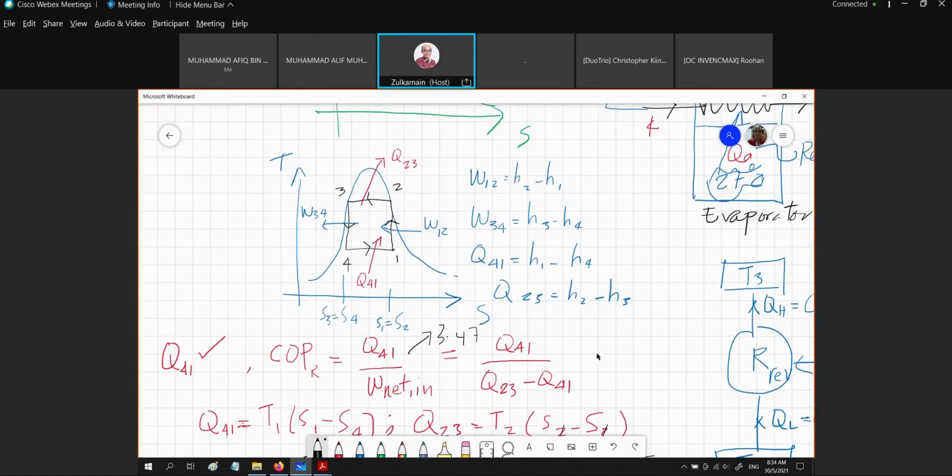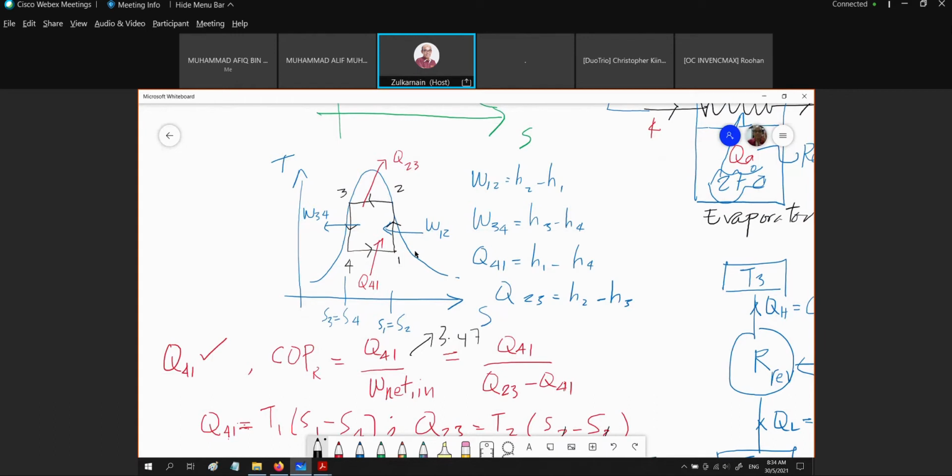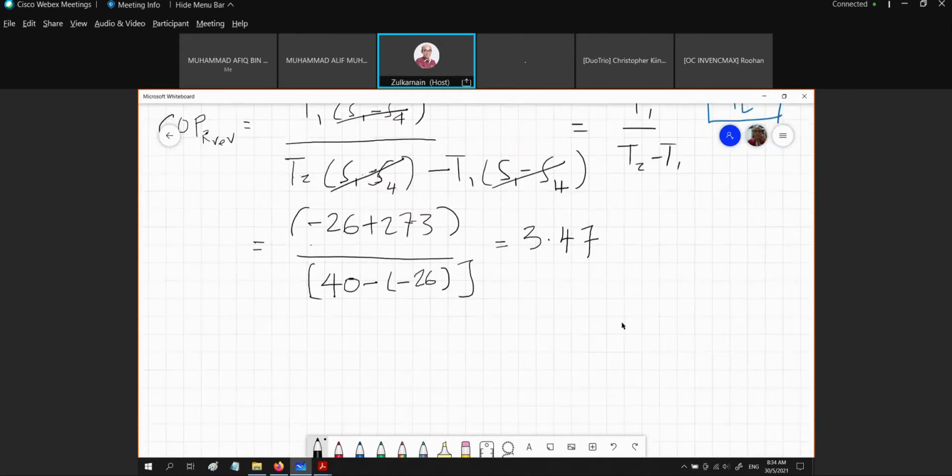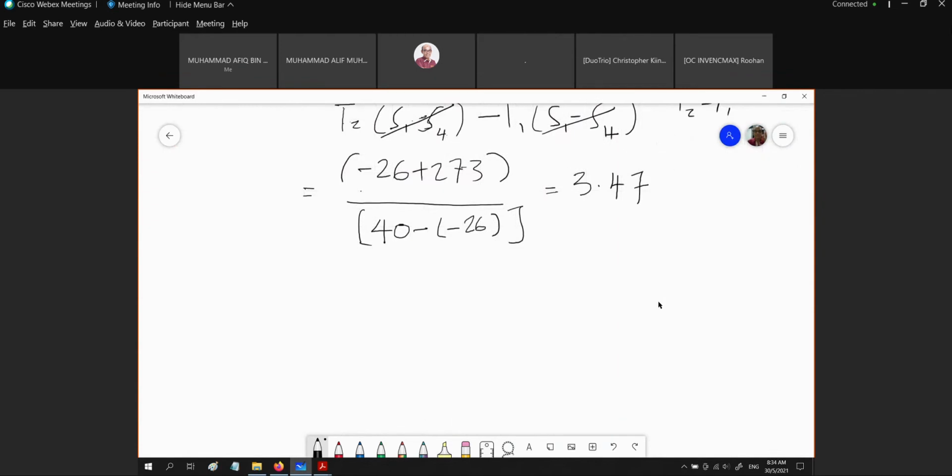The same cycle also can be used as the heat pump, right? If you want to use the same cycle as the heat pump, then our interest is at this side, the Q23. What is the heating effect of this refrigerator? So if this refrigerator is working as a heat pump, which gives us the heating effect, then we have another coefficient of performance which is called the COP heat pump.